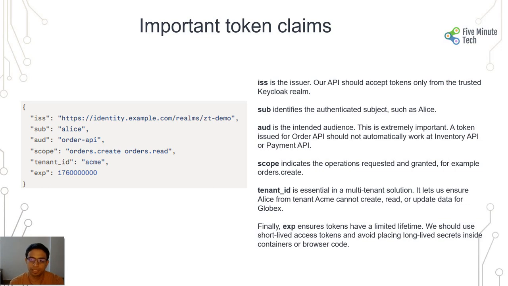Now scope indicates the operations requested and granted, for example, order.create. Tenant ID is something which will help in multi-tenant solutions, and it lets us ensure that a user from a specific tenant cannot do CRUD operations on some other tenant. And finally, expiration: we should use short-lived access tokens to avoid placing long-lived secrets inside containers or your browser code.